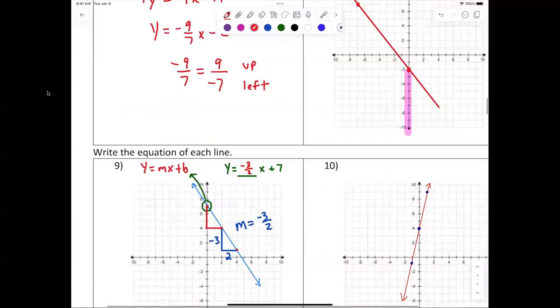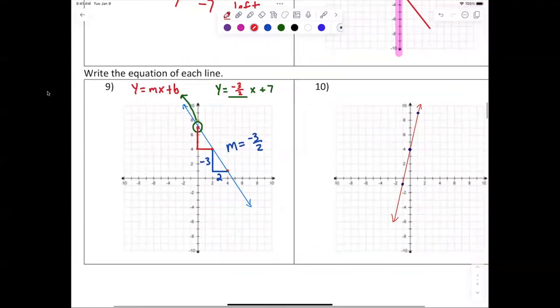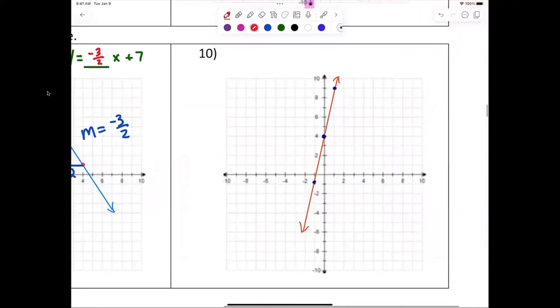Okay, let's take a look at number 10, writing the equation. So y equals mx plus b. Everybody good with that? What's the y-intercept? The slope is definitely 5/1. But the y-intercept is in fact 4, right? So your equation is y equals 5x plus 4. Is everybody okay with that?